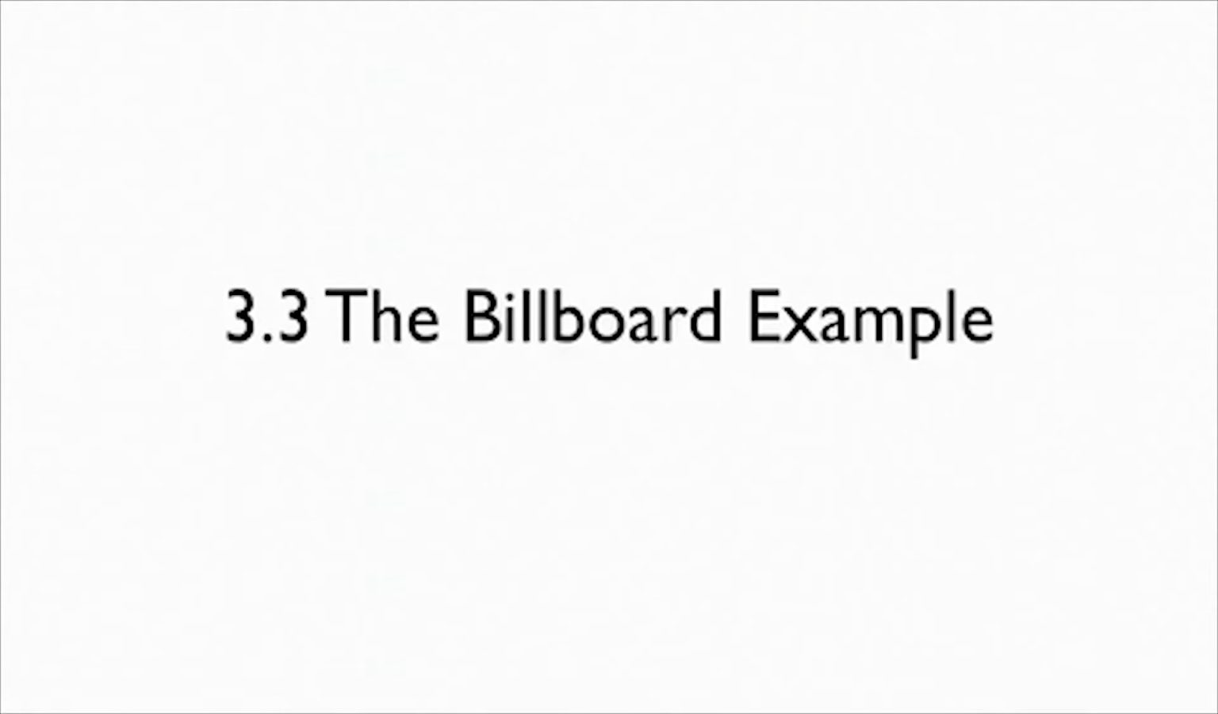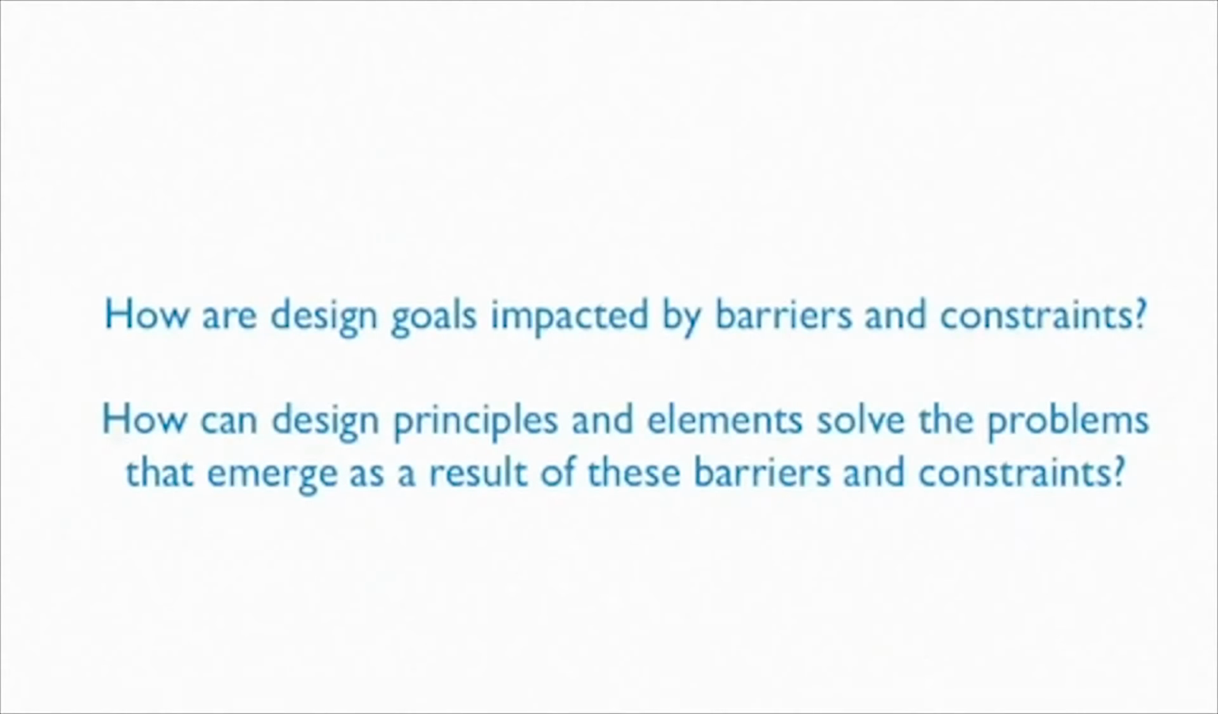In this video, we're going to take a look at how the example of a billboard can explore the relationship between design goals, design barriers, and the elements and principles of visual design. This video is intended to complement 3.1, and if you have not watched that video yet, please make sure you watch that first. So the key focus here is to explore how design goals are impacted by barriers and constraints within the design process, and secondarily, how design principles and elements can be used to solve these problems when they come up.